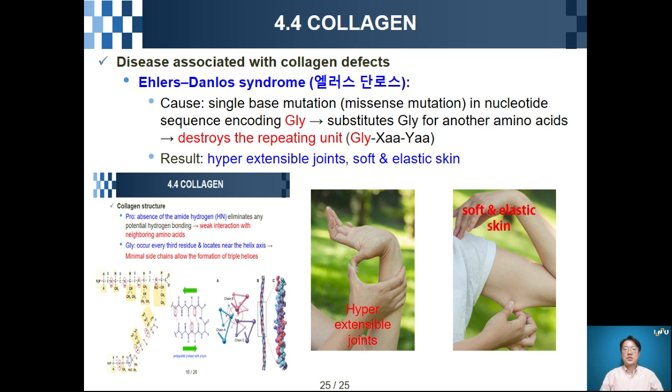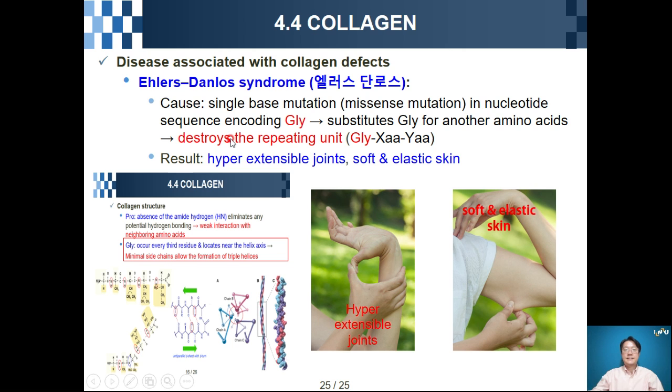So the next disease associated with collagen defects is Ehlers-Danlos syndrome. The cause is the same. The cause is a single base mutation. Usually a missense mutation happens in the nucleotide sequence encoding glycine. So it substitutes glycine for another amino acid, and this substitution destroys the repeating unit. As I mentioned earlier, glycine occurs every third residue. It is located near the helix axis. Because it has a minimal side chain, it allows formation of the triple helix like this. But this disease destroys that.